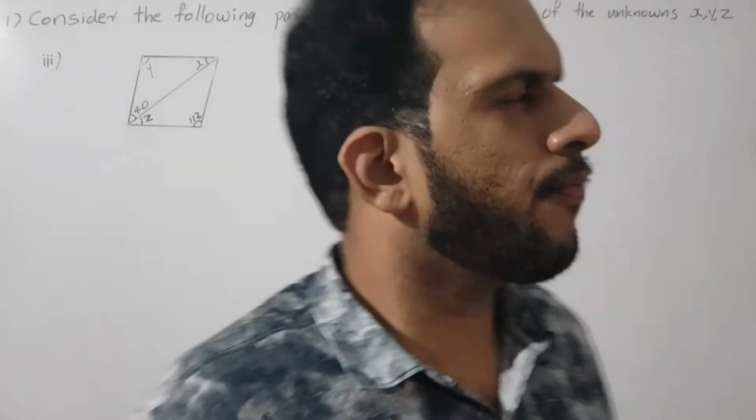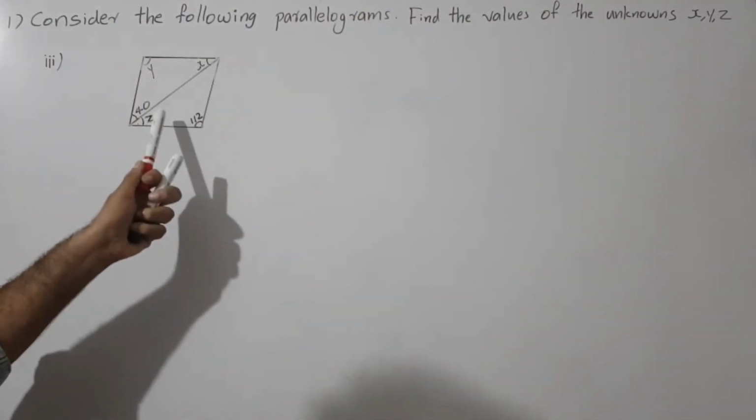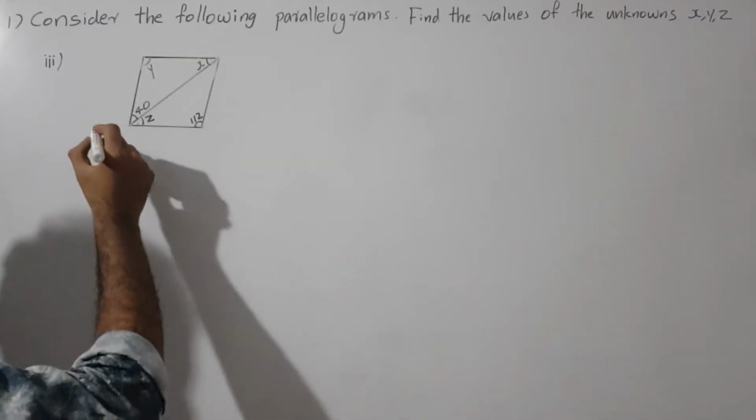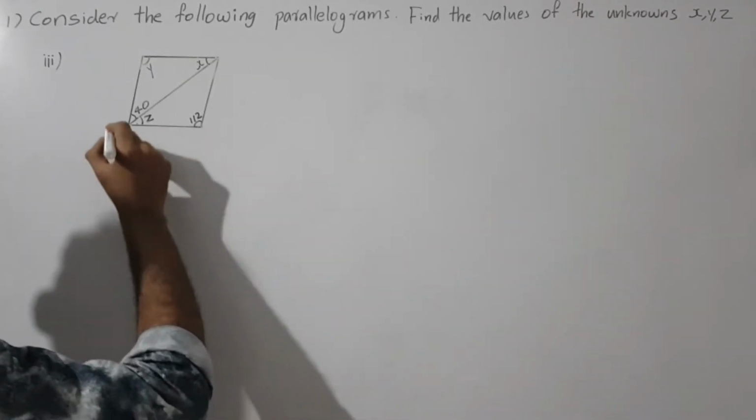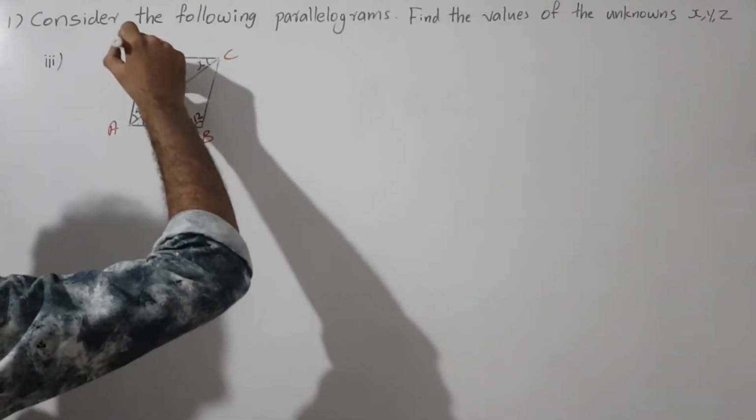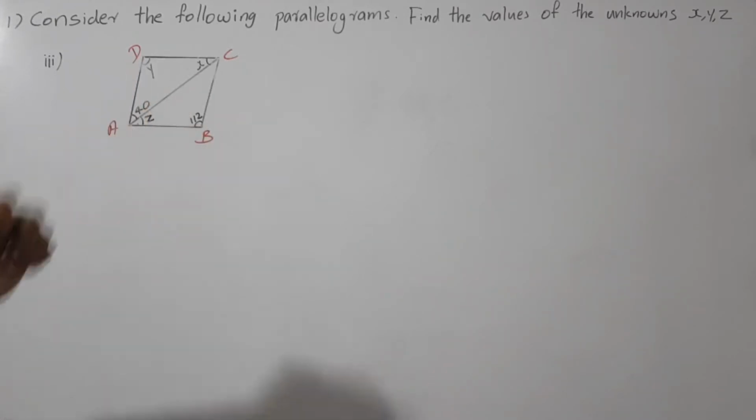So first, the question asks us to find the value of x, y and z. For that, first we give a name to this figure. I am not redrawing it once again. I just give the names A, B, C, D here. Then it is very clear that ABCD is a parallelogram. And in this parallelogram we need to find the value of x, y and z.